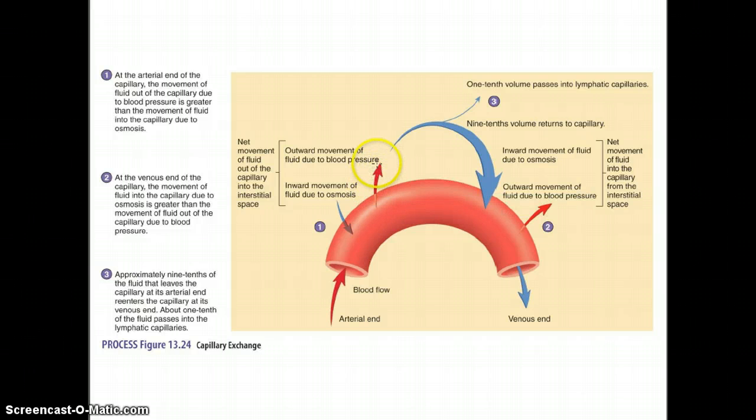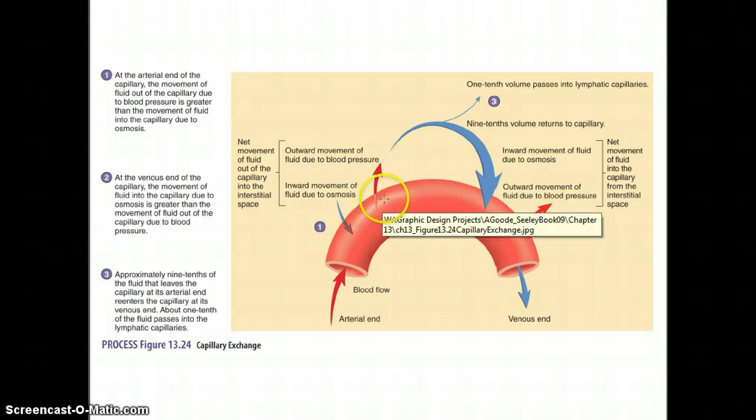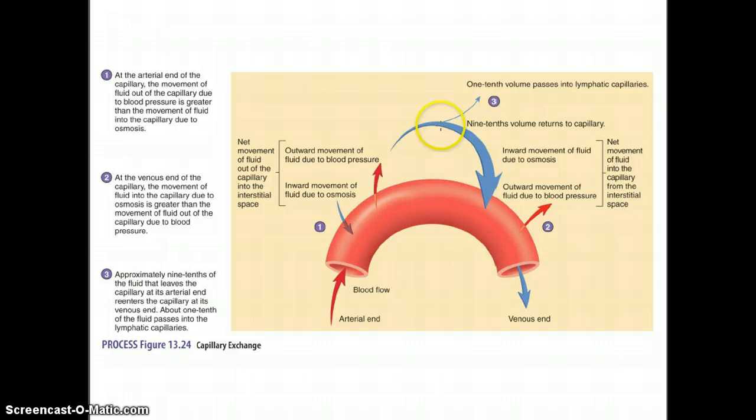Once material is lost from the capillary, the net pressure becomes lower compared to the tissues, and more volume then moves in from the tissue spaces towards the venular end of the capillary network. Okay, so take a look at this. Notice that about 1/10 of the volume passes into lymphatic capillaries and will then be returned to the venous system.